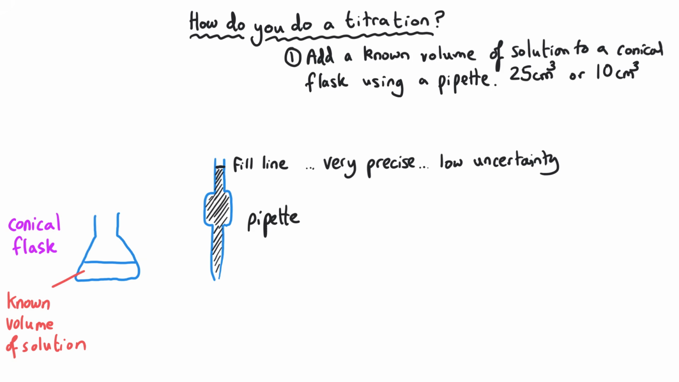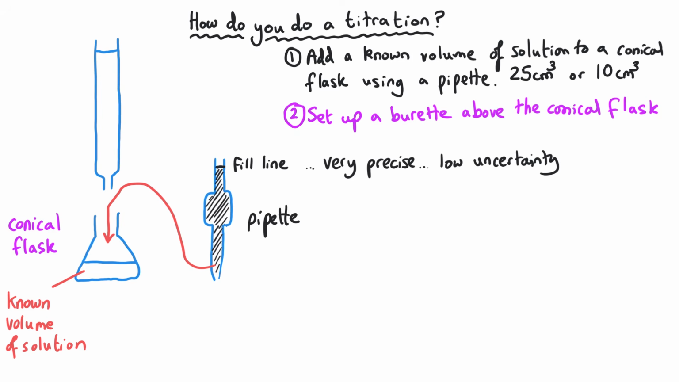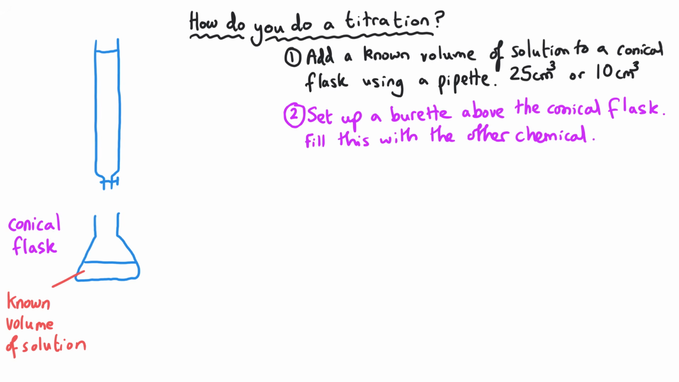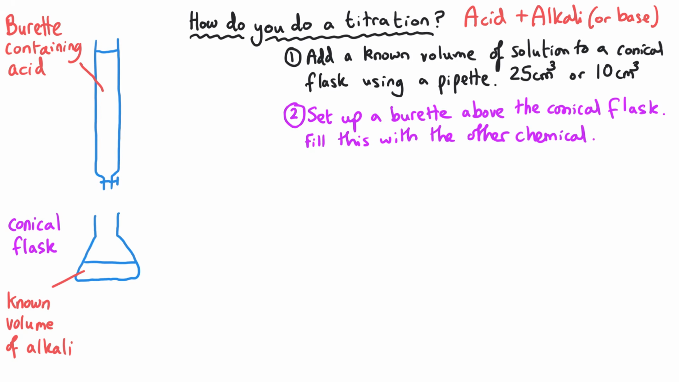Once you've transferred your solution into the conical flask, you set up a burette clamped in position above the conical flask. This has got the other chemical in it that you're going to react with whatever is in your conical flask. Typically, titrations are a reaction between an acid and an alkali, but there are other types of titration. There's no rule for which chemical goes in the conical flask and which goes in the burette. For this example, I'm going to say acid is in the burette and alkali is in the conical flask.